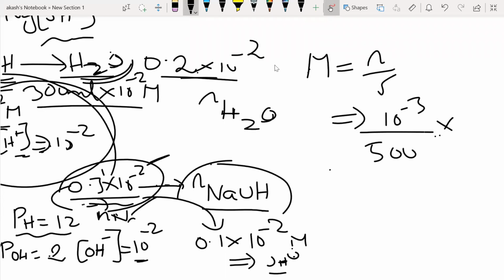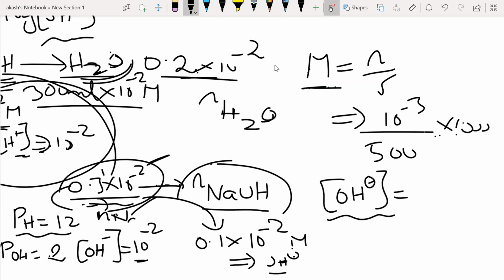Obviously, I have to put 1,000 because it's in mL. I have to put 1,000 also. So now you know the concentration of OH minus. The concentration of OH minus is known to you now, right? Now, if you know the concentration of OH minus, you can find pOH from this. From pOH, I can find the pH. That's it.